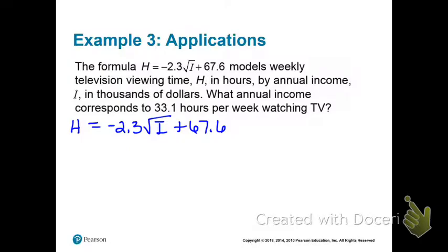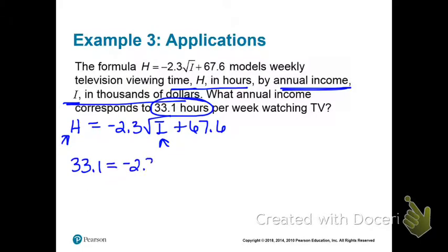Identify what your variables represent. What is h? Well, it says h is the time in hours. What is I? It tells me I, so it's in thousands of dollars, but what's in thousands of dollars? The annual income. So h is our hours and I is our income. So it says what annual income corresponds to 33.1 hours. So there's our h. So 33.1 equals, and just copy down the rest of this.